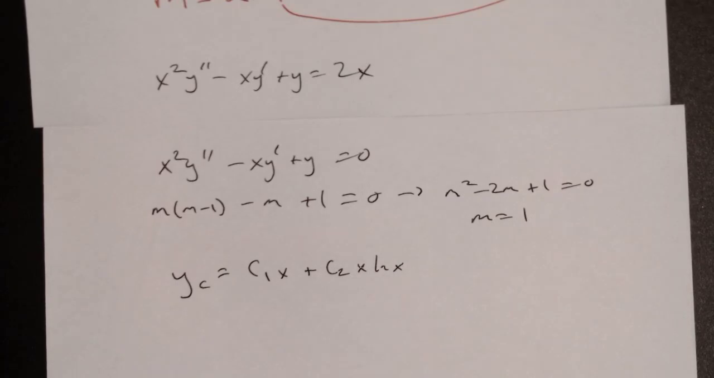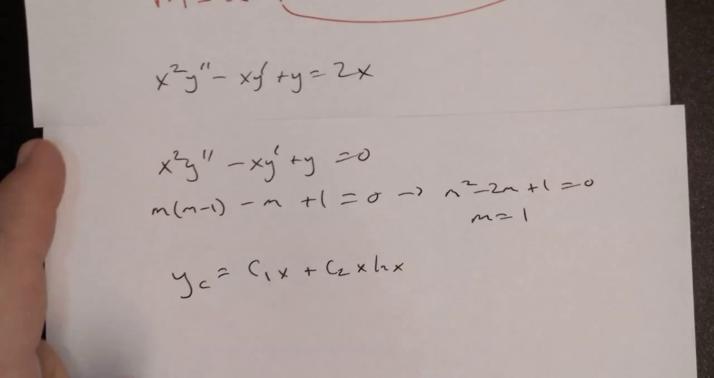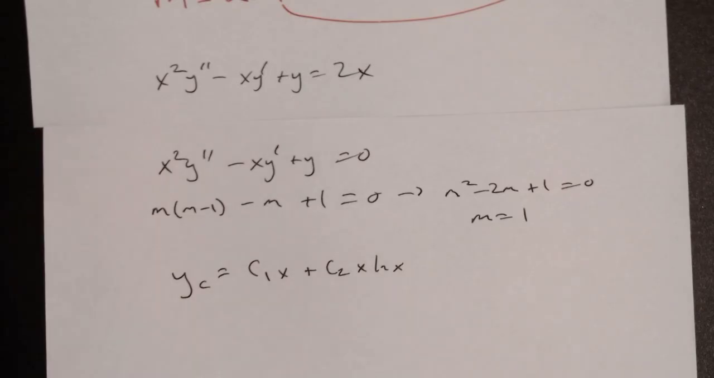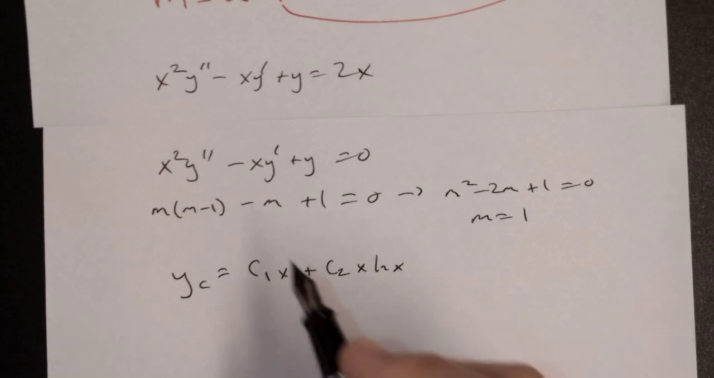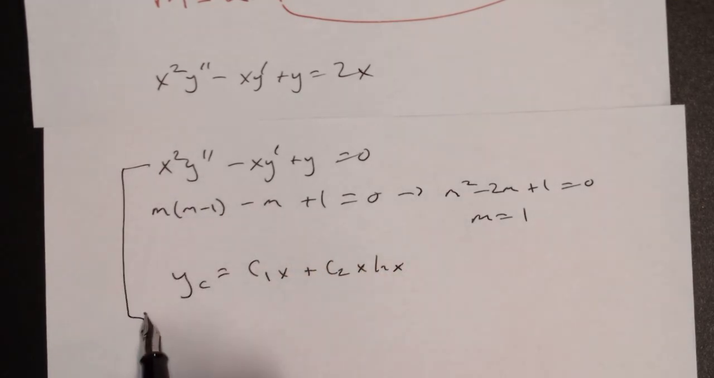Perfect. But that's just for the homogeneous part. And this is a non-homogeneous equation that I want to solve. In order to solve that, I need to use variation of parameters. I need to do those determinants and do the Wronskian and all that fun jazz. So in order to solve this, I first need to rewrite the original equation with y double prime alone.